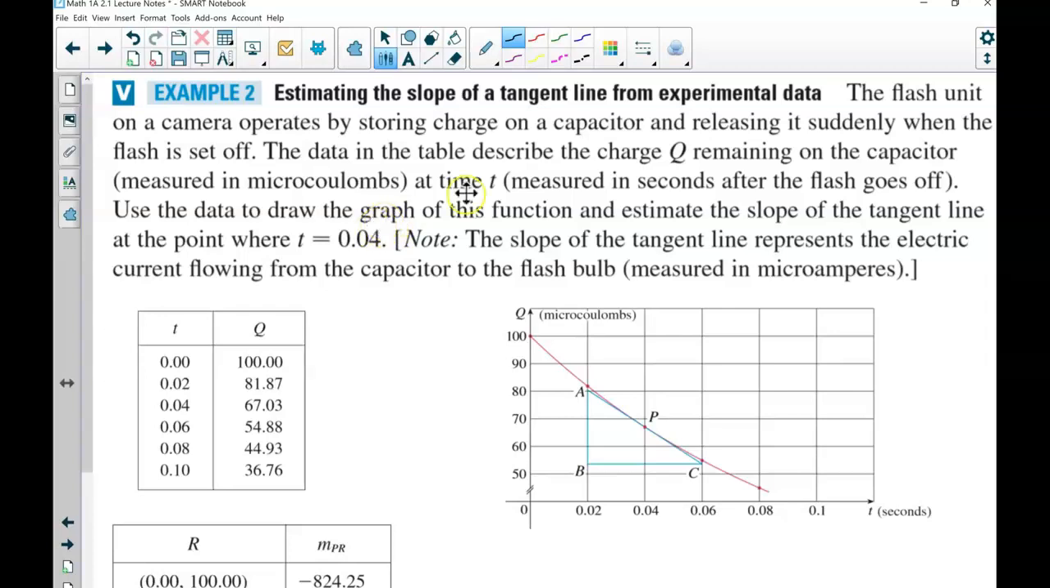Now we're going to use the data given in the table to draw the graph of this function at the point where t is equal to 0.04. Note that the slope of the tangent line represents the electric current flowing from the capacitor to the flash bulb, which is measured in microamperes. Okay, now if you notice here, again, we're investigating when the value of t is equal to 0.04, which is right here.